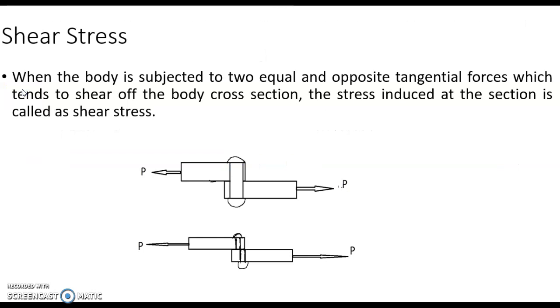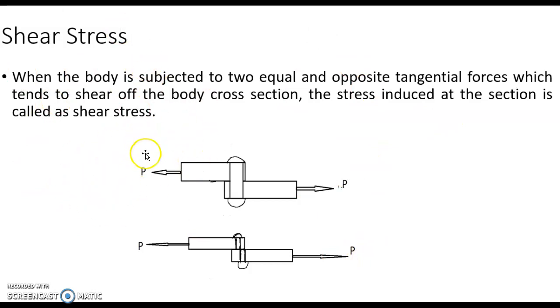Now the third type is shear stress. What is shear stress? When the body is subjected to two equal and opposite tangential forces which tend to shear off the body cross section, the stress induced at that section is called shear stress.